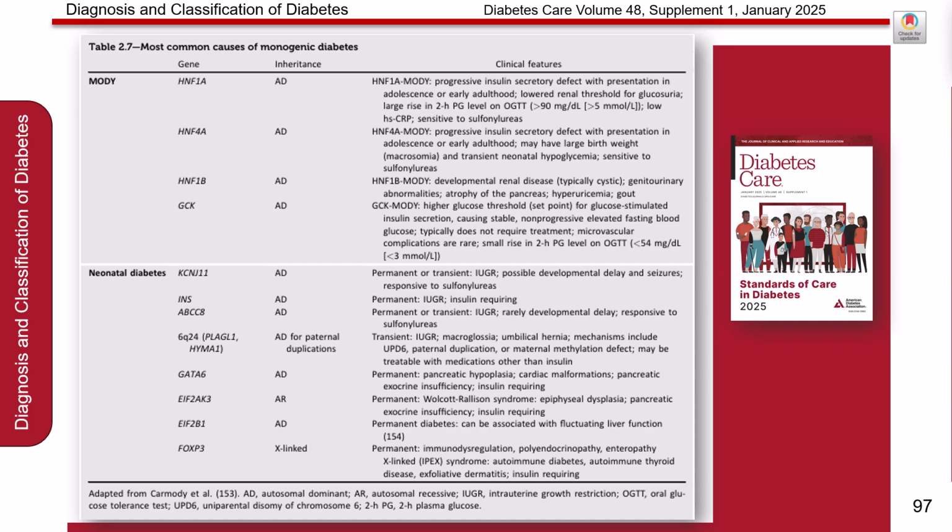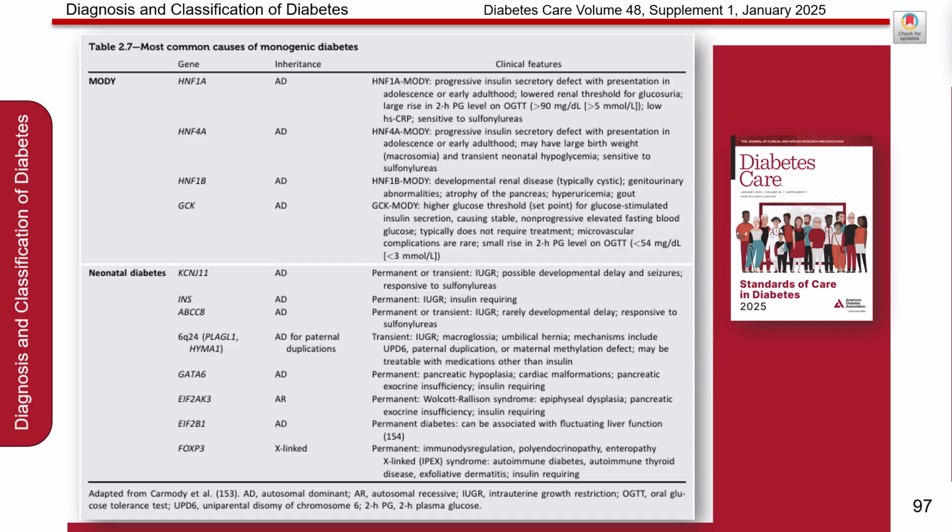Risk of developing gout. Gene: GCK. Inheritance: passed down from one parent. Clinical features: higher glucose threshold for stimulating insulin release, leading to stable but mildly elevated fasting blood sugar. Usually does not require treatment. Low risk for complications related to high blood sugar. Small increase in blood sugar levels 2 hours after consuming glucose. Type: neonatal diabetes. Gene: KCNJ11. Inheritance: passed down from one parent.